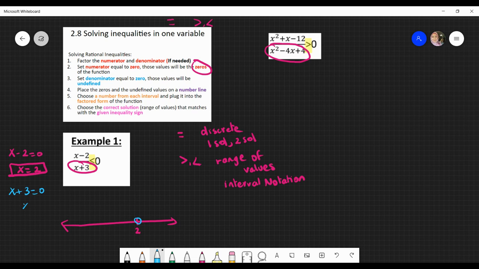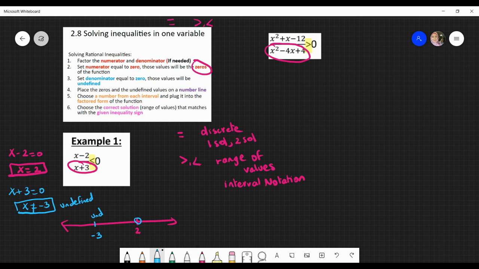What would the denominator give me? The denominator cannot be 0, so this is one of the not allowed values, or undefined. So I'm going to put that on the number line as well. And this is right here, -3, and I'm going to put on top of it UND to refer to an undefined value. Now, place the zeros and undefined values on the number line. We did that. Next, choose a number from each interval and plug it into the factored form.